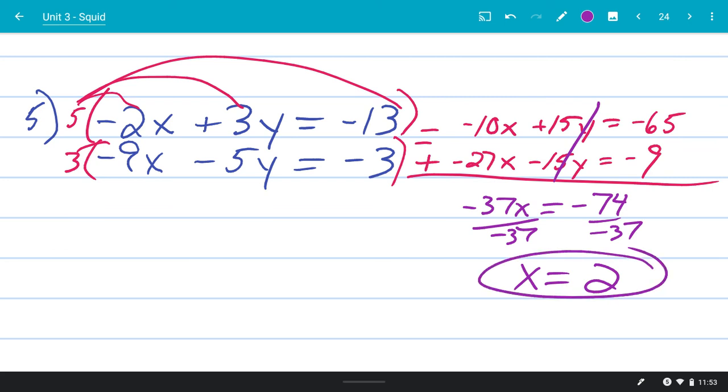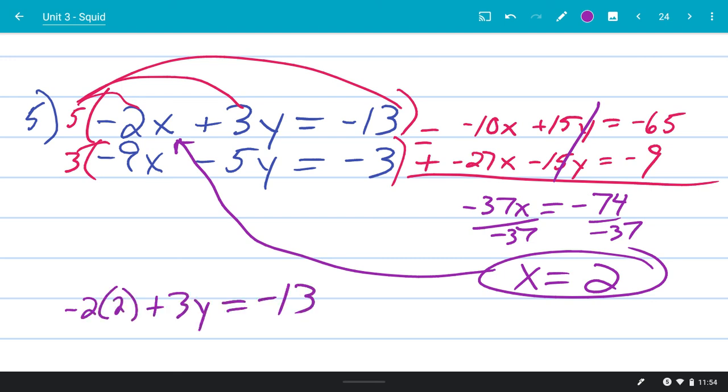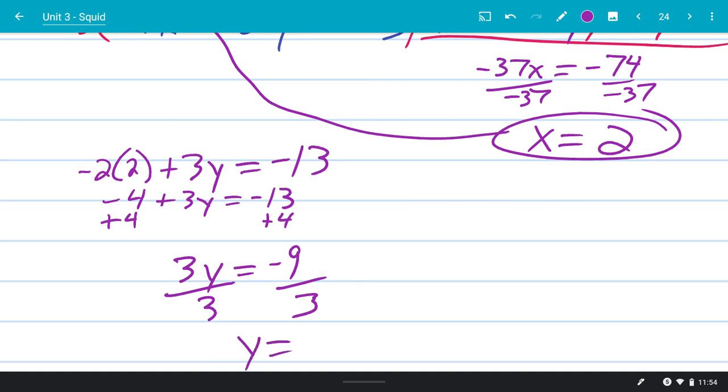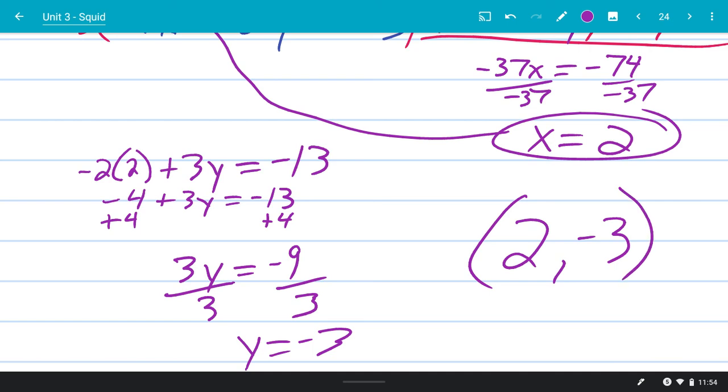Now I'm going to take that 2 and I'm going to plug it back into one of my original equations. It doesn't matter which one. I'll take that first one. So negative 2 times 2 plus 3y equals a negative 13. So negative 4 plus 3y equals a negative 13. Add 4, 3y equals a negative 9, divided by 3, y equals a negative 3. So my solution is 2, negative 3.